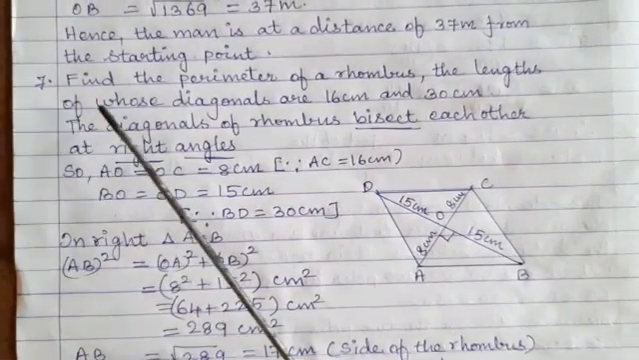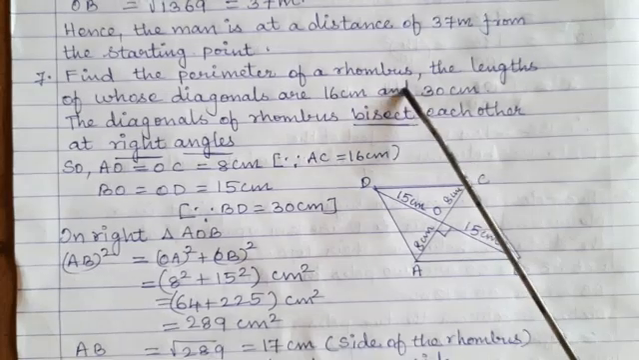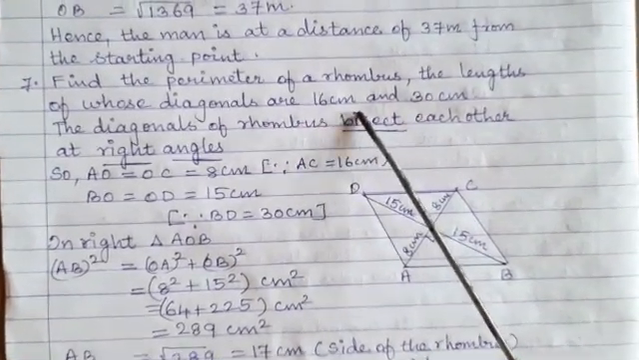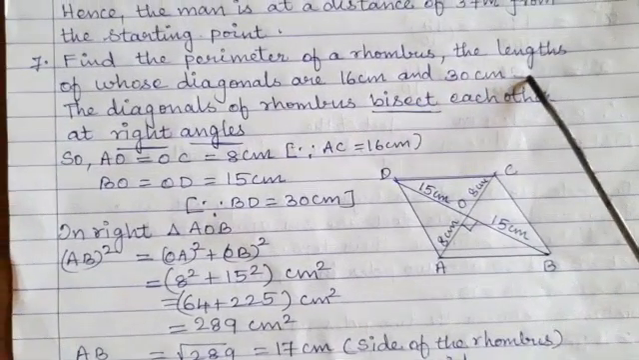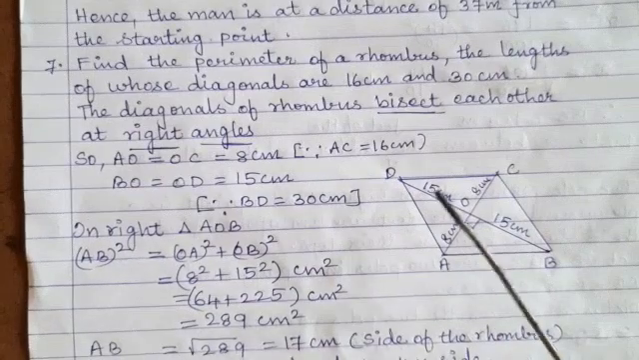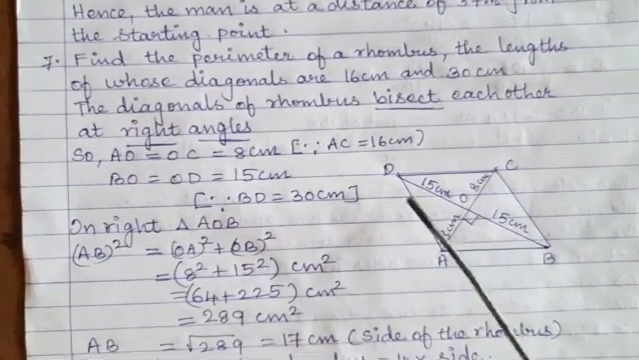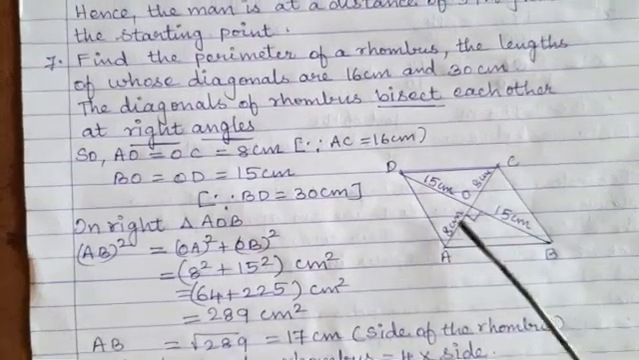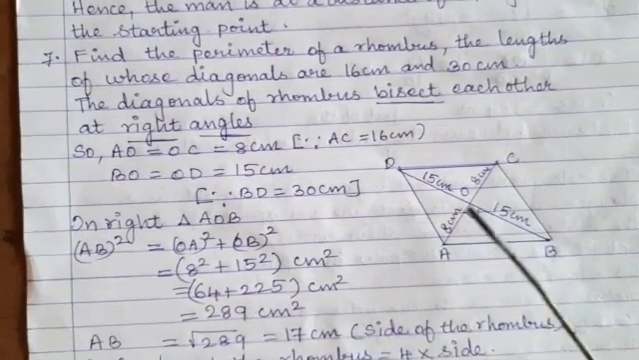Question number 7. Find the perimeter of a rhombus, the lengths of whose diagonals are 16 centimeter and 30 centimeter. First we have to draw the rhombus. Rhombus properties you should know. All sides are equal and diagonals bisect each other at right angle. These are the properties of a rhombus.